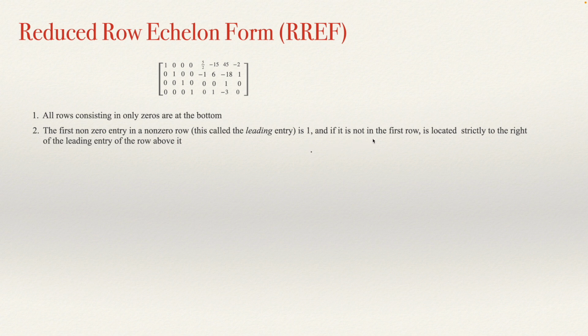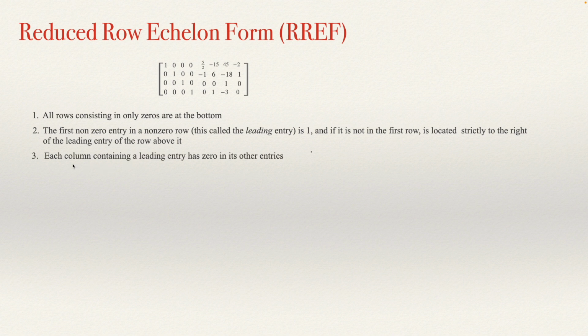And if it is not in the first row, it is located strictly to the right of the leading entry of the row above. For example, this one that is in the fourth row, this leading entry is strictly to the right of the entries above. This number 1 is to the right of the entry of the row above. And again, this 1 is to the right of the entry of the row above. Every 1 that is a leading entry is to the right of a 1 that is a leading entry of the row above. And this is the second condition.